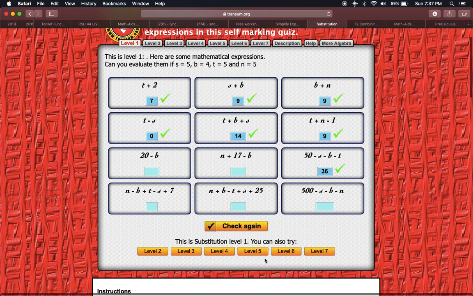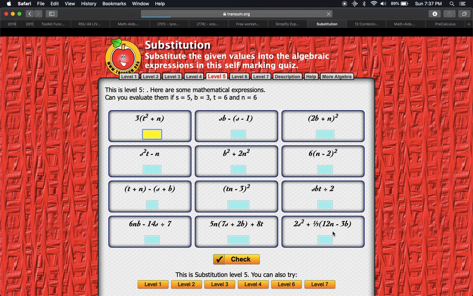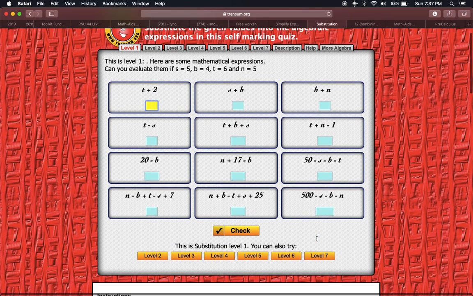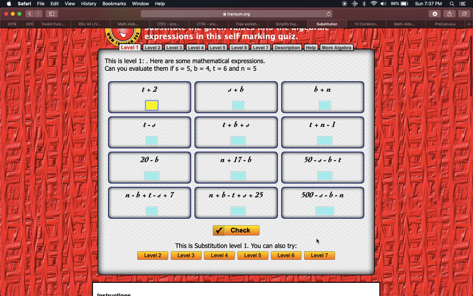What I want you to do is get as many of these right, and the highest level you get to, and still getting them correct, is the one I'd like you to take a screenshot of and email it to me. Take a screenshot of it and email it to me.